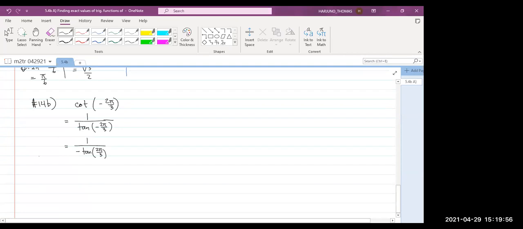Now, 2 pi over 3. Then from here, I attack it this way. 2 pi over 3 is in quadrant 2. It's more than half pi, but less than pi, right? In quadrant 2, tangent is negative. So this is 1 over negative of negative tangent of the reference angle. Reference angle is pi minus the angle. Negative and negative becomes positive. Tangent pi over 3 is radical 3.